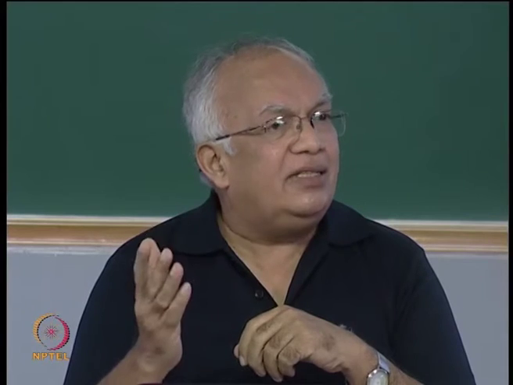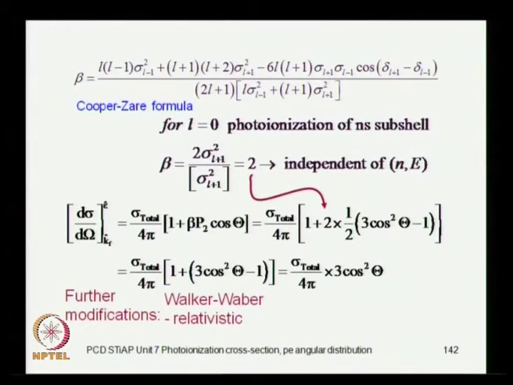So, there are some details that you need to consider, and then the relativistic formula, which we will not discuss, is what is given by Walker and Weber. Even after taking into account the relativistic interactions, you have to plug in other details, because there of course are the electron correlations in many electron atoms that you must include, right.